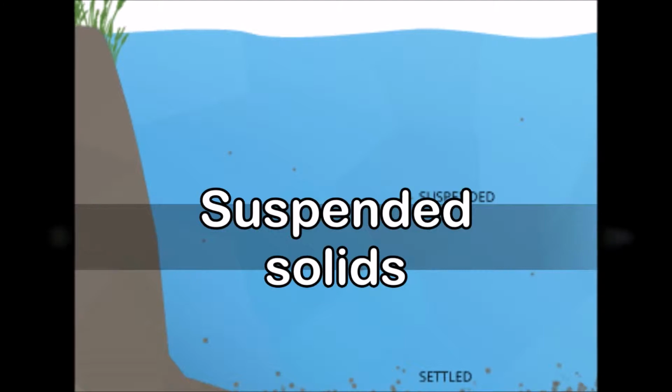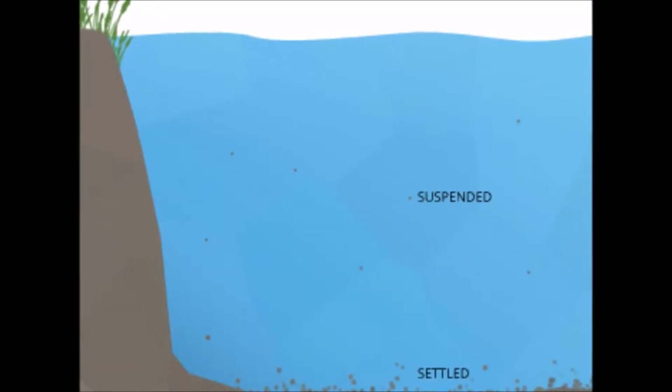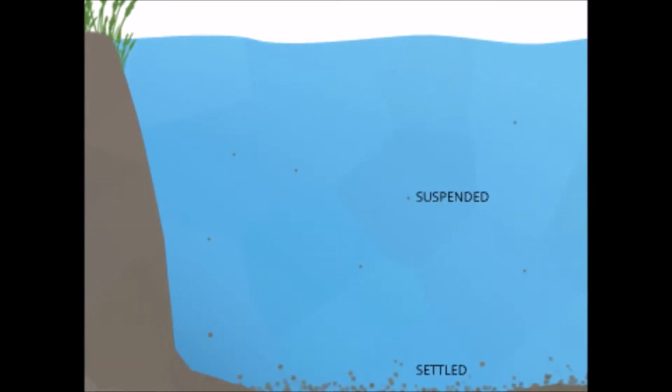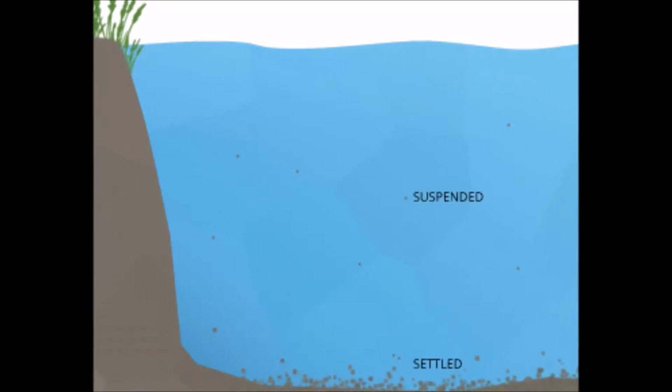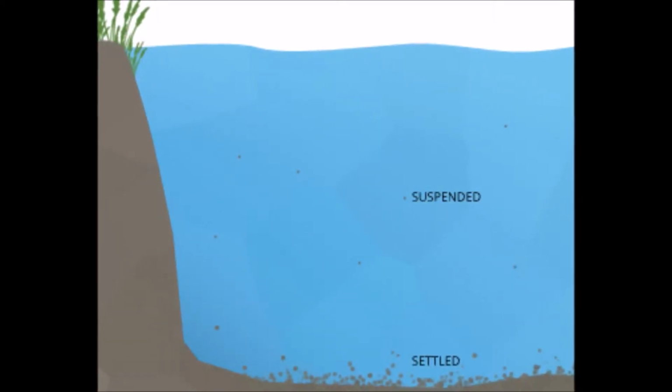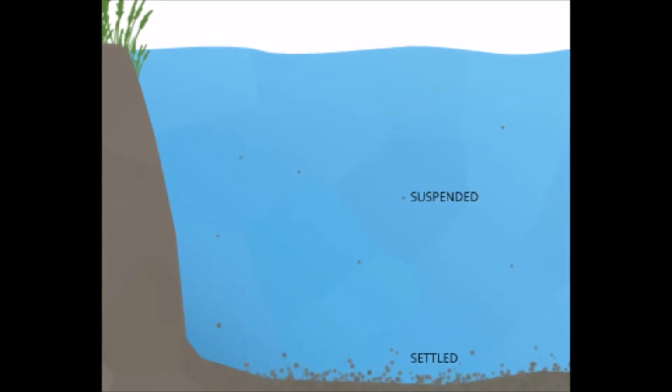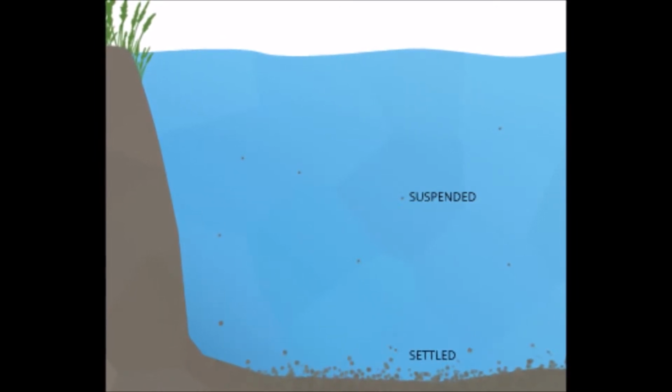Suspended solids are mineral and organic particles that remain suspended in water. Turbidity can also be a sign of other pollution, since nutrients, pesticides, and metals can be attracted to the suspended particle.